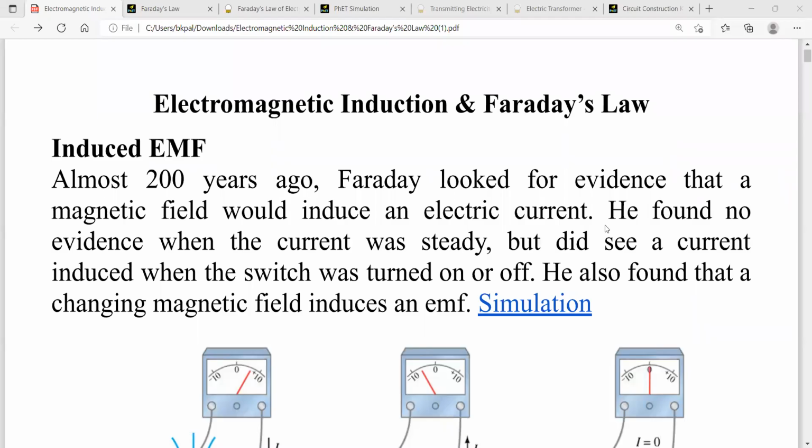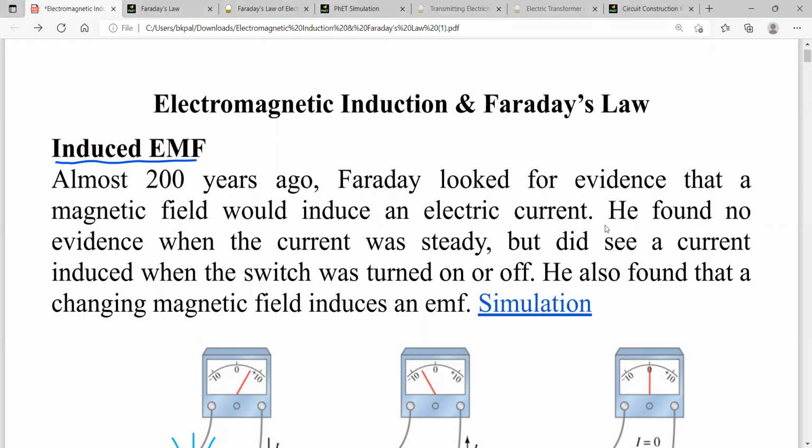All right, so let's start a new chapter. Today I'm going to talk about electromagnetic induction and Faraday's law. It is chapter 21. The first thing I'm going to tell you about is the induced EMF.